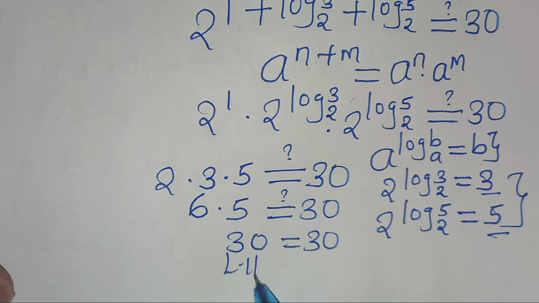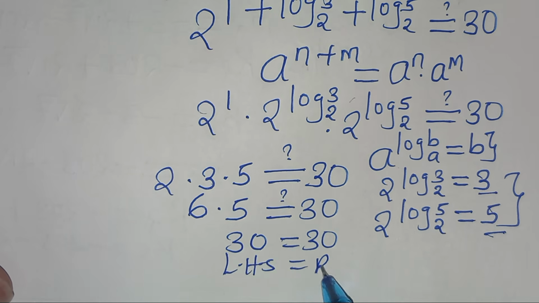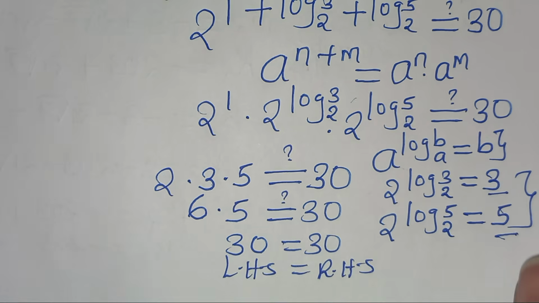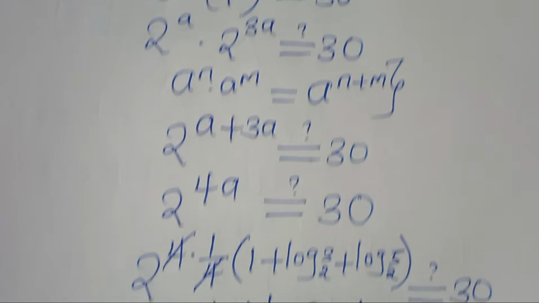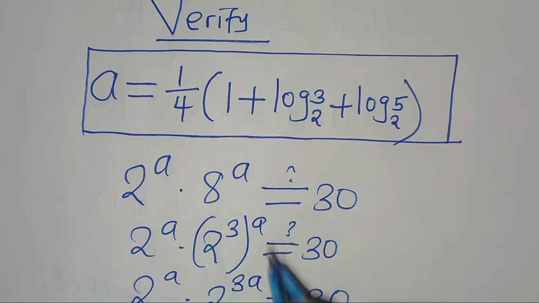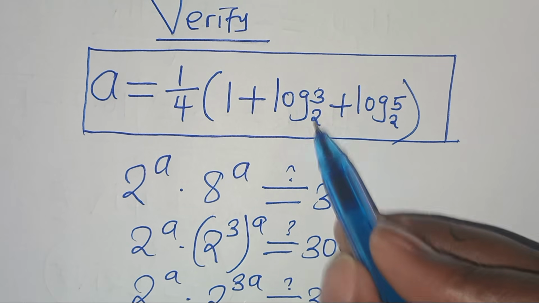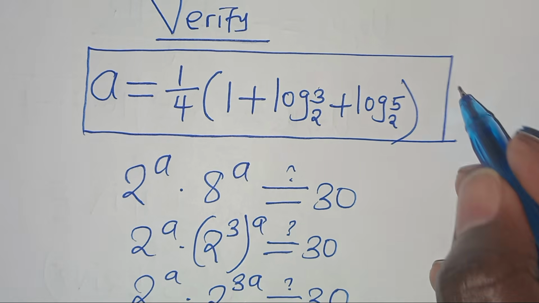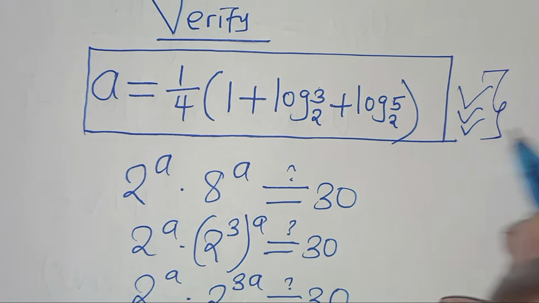So the left hand side is equal to the right hand side. And this proves that the value of a, which is equal to 1 over 4 into the parentheses, 1 plus log 3 to base 2 plus log 5 to base 2, actually satisfies the equation.